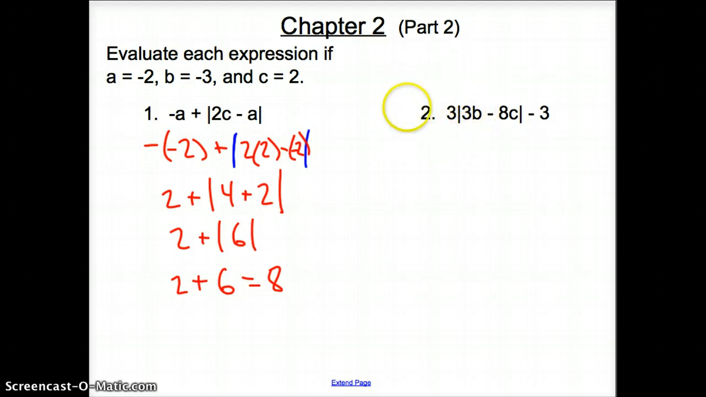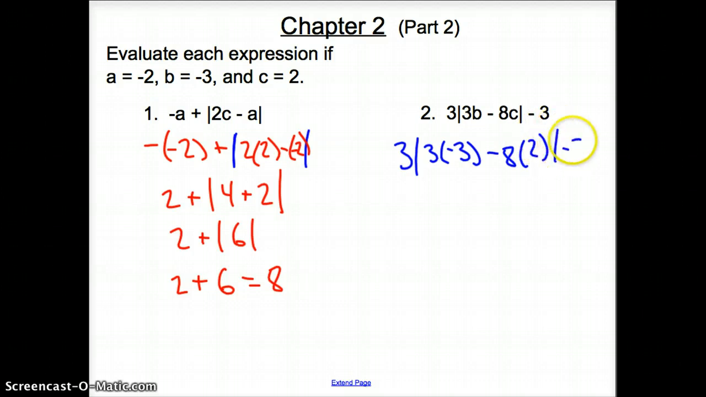Again, let's plug in our numbers, everything that we know right away. So we have 3, and now it's times, right? We're going to times it, times our absolute value. So 3 times a -3 minus 8 times c again, which is 2. Close up the absolute value. Still -3. Let's clean everything we can. So it's 3, absolute value. 3 times -3 is -9. This turns into -16. Absolute value -3.